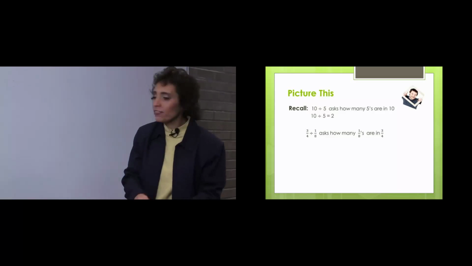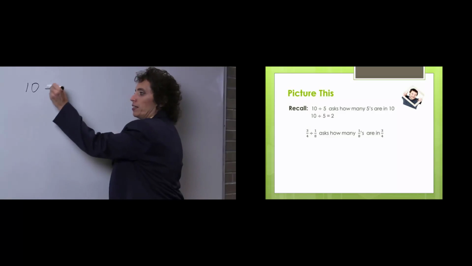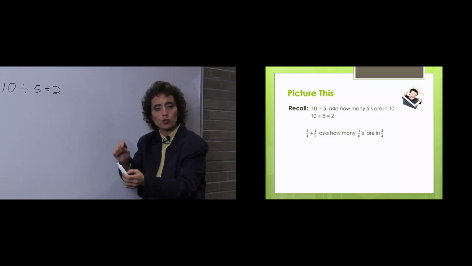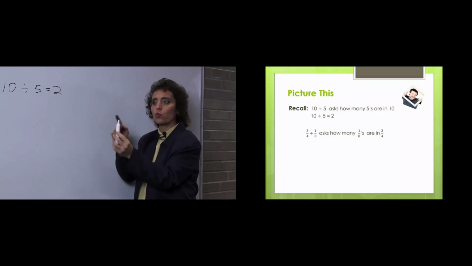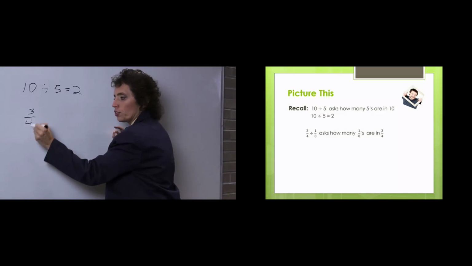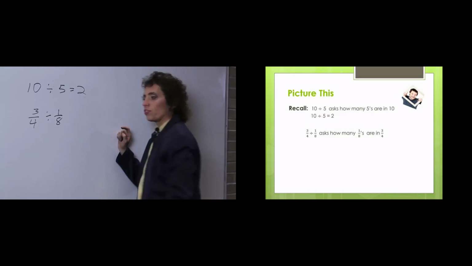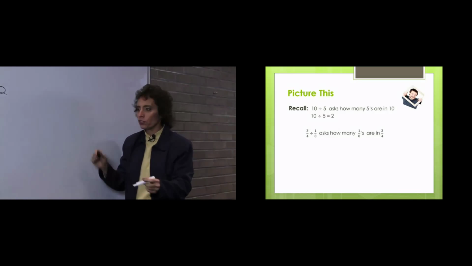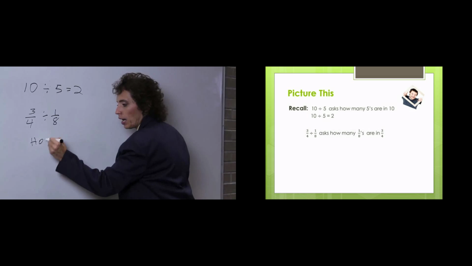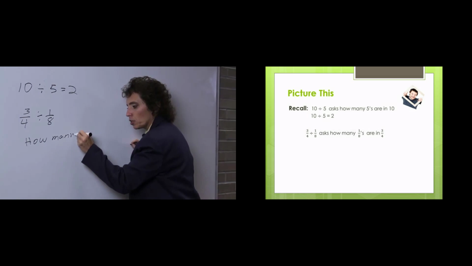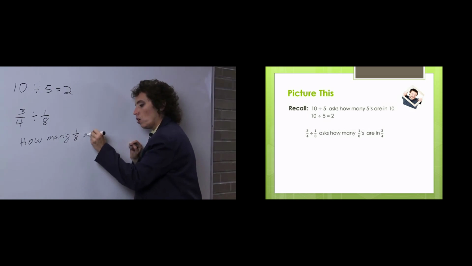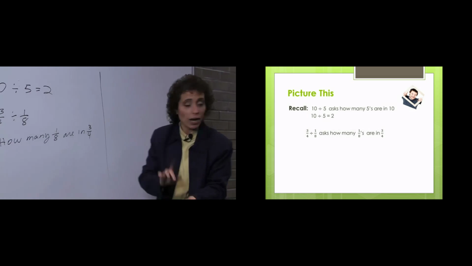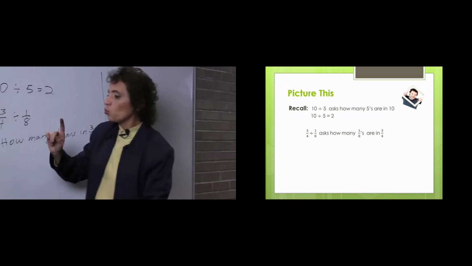10 divided by 5 asks how many 5s are in 10, right? 10 divided by 5 is 2 because it asks how many 5s are in 10, and there are 2 5s in 10. Let's talk about what 3/4 divided by 1/8 says. It says how many 1/8 are in 3/4? And I'm going to prove this to you. Watch.